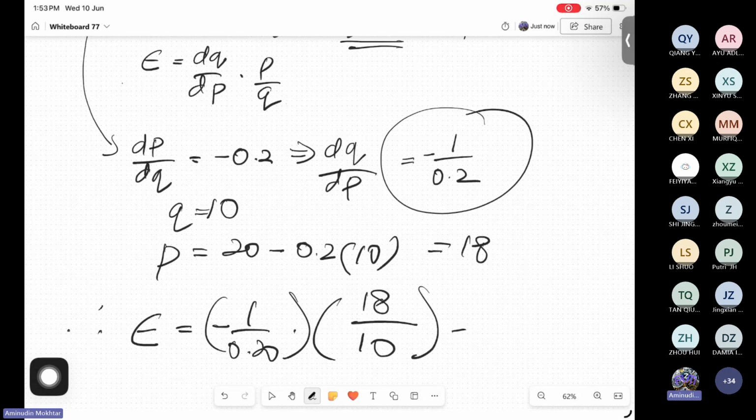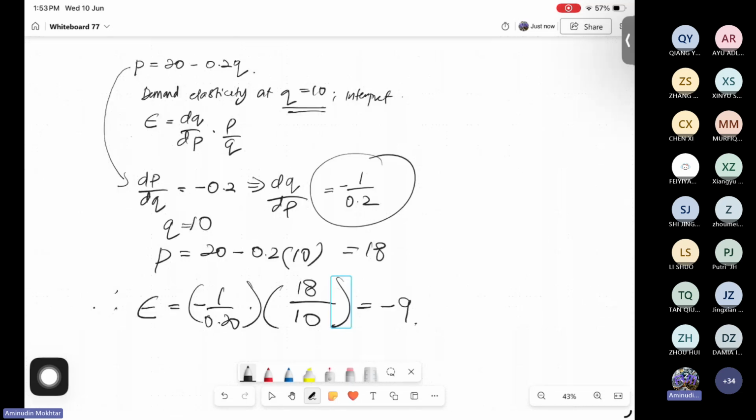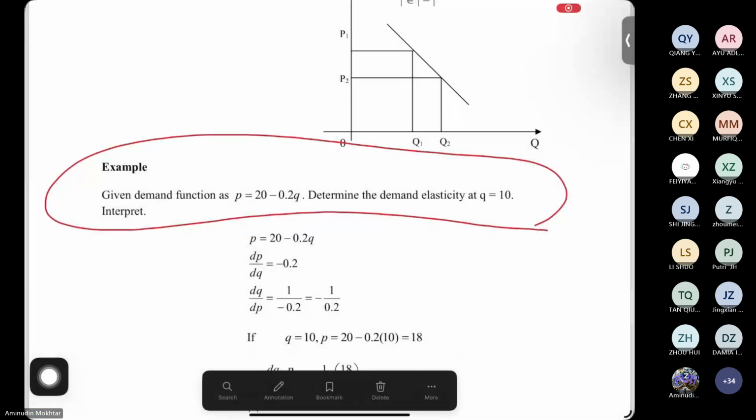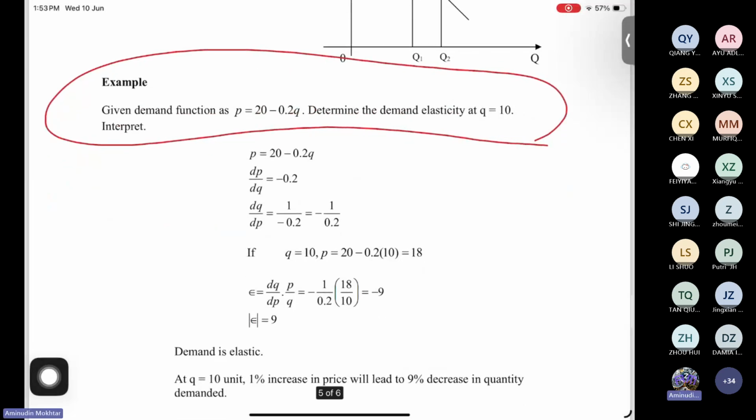So the answer is negative 9. I just calculate. So the answer is negative 9. Okay, that's how to find the demand elasticity. If you refer to this page again, the answer is negative 9.